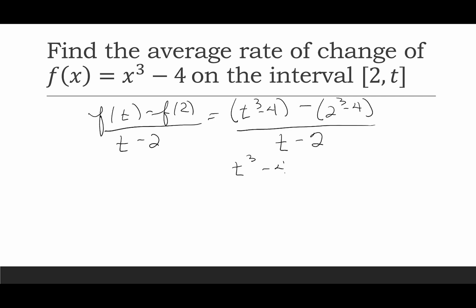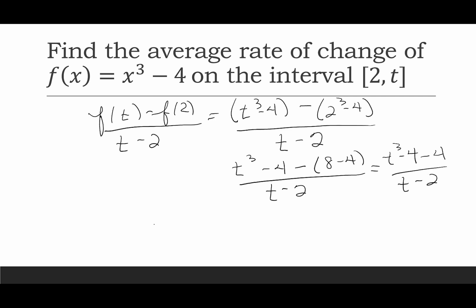So t cubed minus 4 minus 2 cubed is 8. I have a minus 4. I'm going to leave the denominator. Let's keep our t cubed minus 4. Minus 8 minus 4 is 4 over t minus 2. So I have t cubed minus 8 over t minus 2. Now this particular one, maybe we got lucky, maybe we got unlucky, but we can factor this. T cubed minus 8 is t minus 2 times t squared plus 2t plus 4.